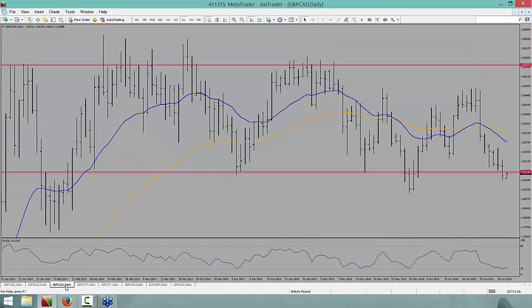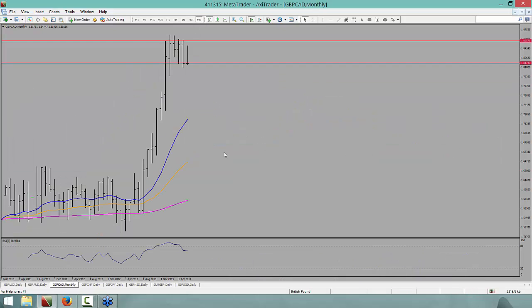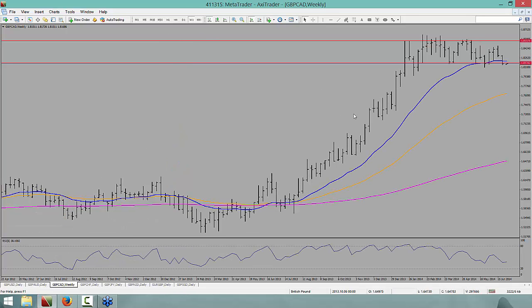Pound Aussie we looked at. Pound CAD. Well, this one was in a famous range for a long time, across here, 4 or 5 years. It broke out of it and now looks to be in another range, which you can see there clearly on the weekly.